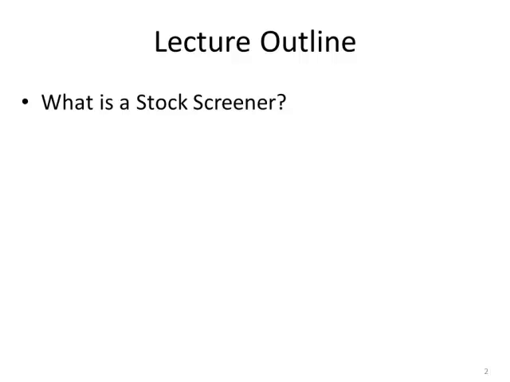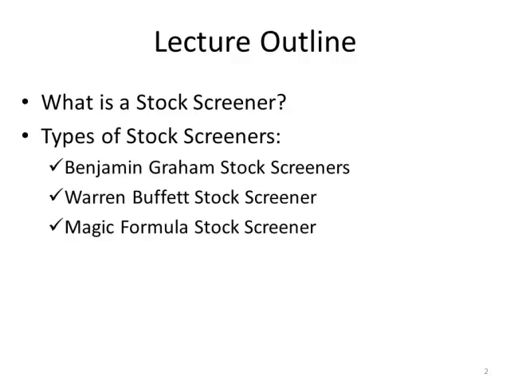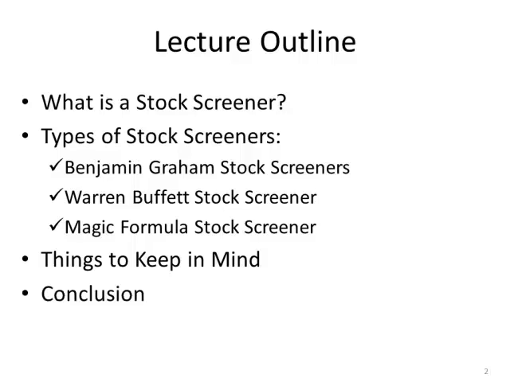So the first thing we're going to talk about is what is a stock screener. The next thing we'll do is talk about the different types of stock screeners. In particular, we'll go through three types: the Benjamin Graham stock screeners, the Warren Buffett stock screener, and the Magic Formula stock screener. Then we'll talk about some things to keep in mind when using stock screeners. And finally, we'll conclude. Okay, let's get started.